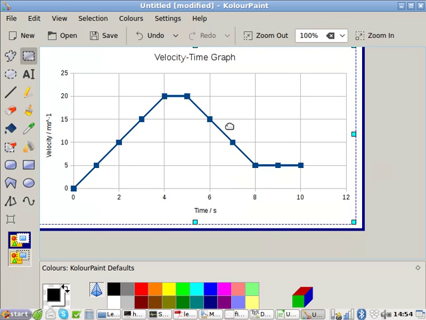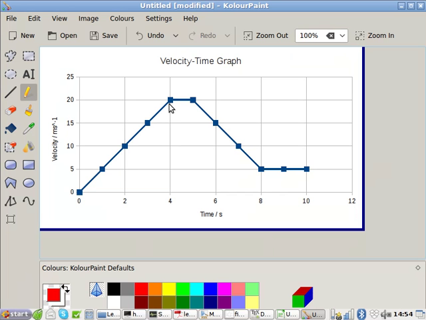Let's calculate the area. The first one is this triangle here, which I'll colour in. Do you remember the area of a triangle from school? Half the base by the height. So the base here is 4, times 20 is 40. I'll just write 40 here. This one here is a rectangle. How big is the base? 1. And the height? 20. So the area is 1 times 20, which is 20.